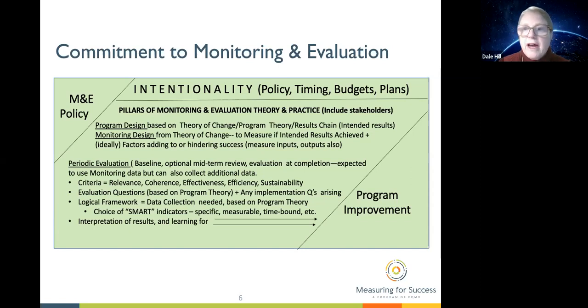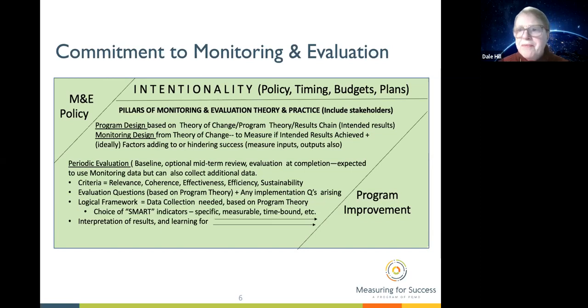So one pillar I put in as an umbrella pillar, which is to include stakeholders. And that's because consulting stakeholders is best practice if you can do it at all stages, but it's not always practical for all stakeholders. So there are three tasks that are informed by M&E. First is program design, and second, monitoring design, and then periodic evaluation.